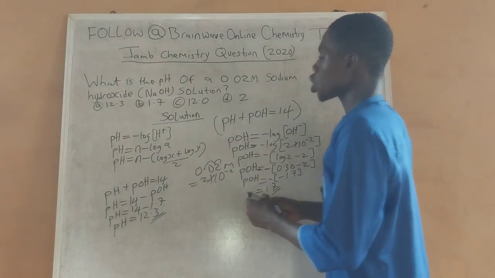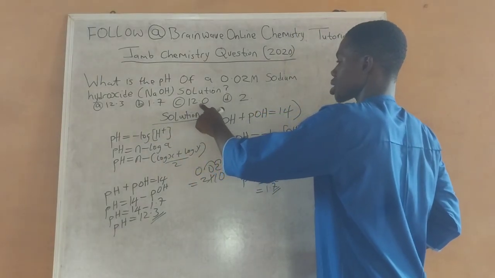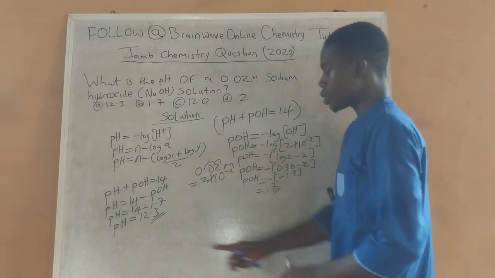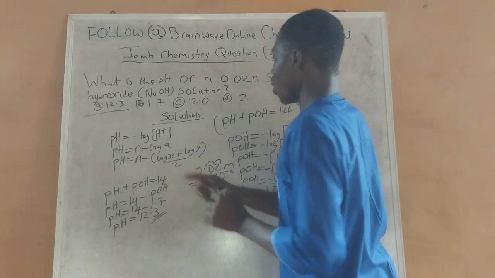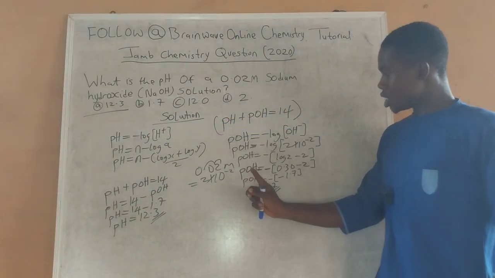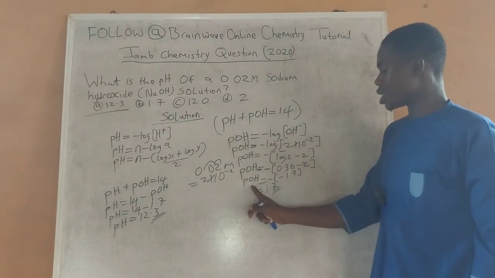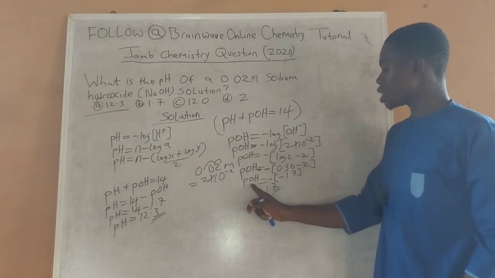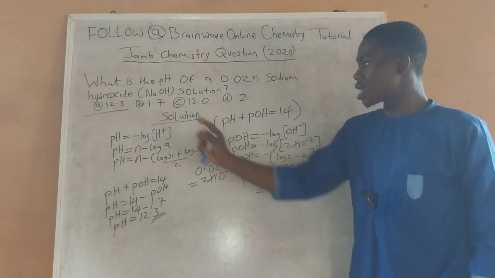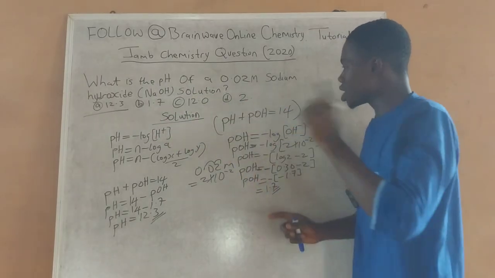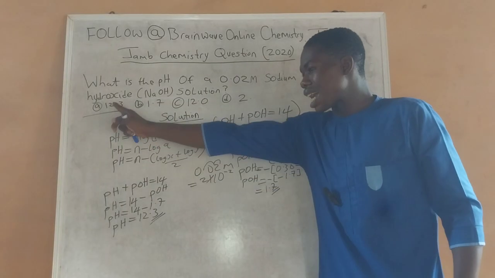And of course, we have options. Option A says 12.3. Option B says 1.7. Option C says 12.0. Option D says 2. And we got 12.3. Option A is 12.3. So option A is our final answer. But option B says 1.7. Now, the reason this 1.7 is not our true answer is that this 1.7 was for our pOH that we calculated. So people might just calculate only this part and get pOH and think this 1.7 is it because it's an option. That is not the correct answer, because the question said we should find pH. The question did not say we should find pOH. So that's the reason why 1.7 is not our answer. It is 12.3 as the correct answer.